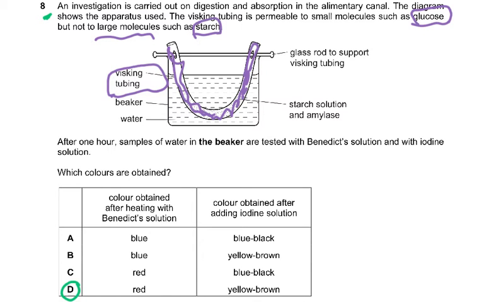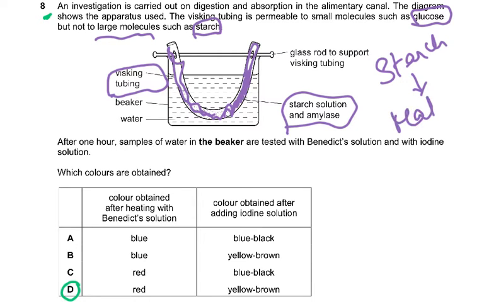So starch doesn't move out or in, it is not permeable to it. After 1 hour, samples of water from the beaker are taken. And inside this, what have we put in? Another thing you've got to understand: this is a starch solution and amylase. Starch is going to be digested to maltose, and maltose is a reducing sugar. So look at the words that I'm using. Starch is digested to maltose. Maltose is a disaccharide, but it's a reducing sugar.